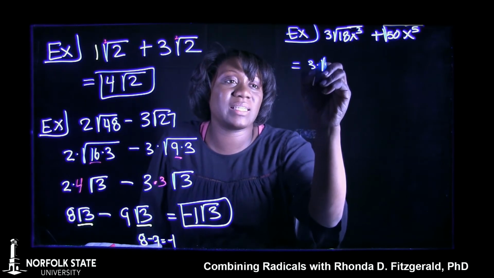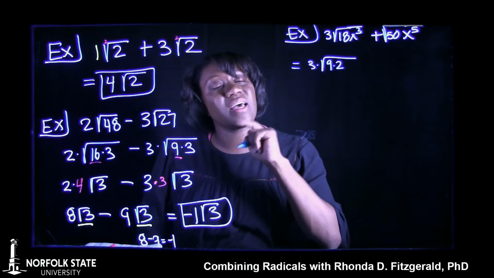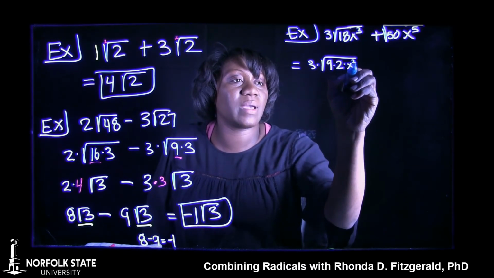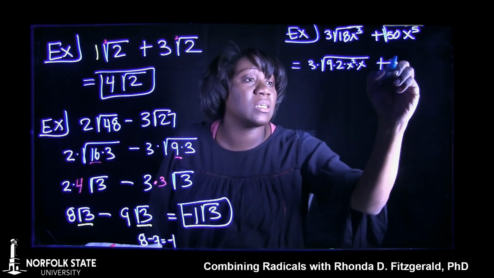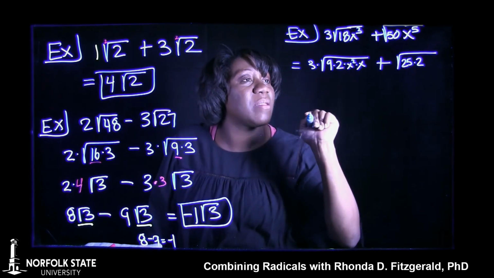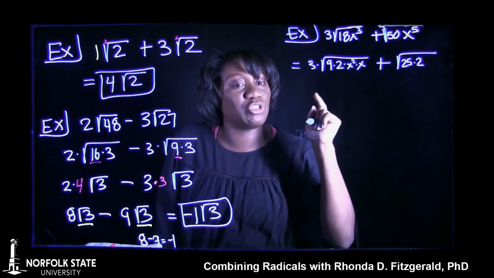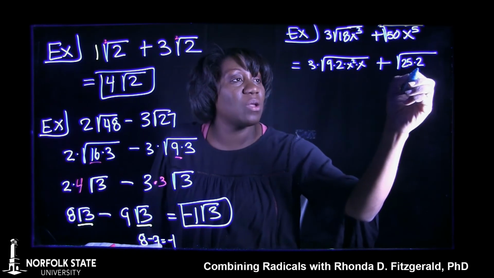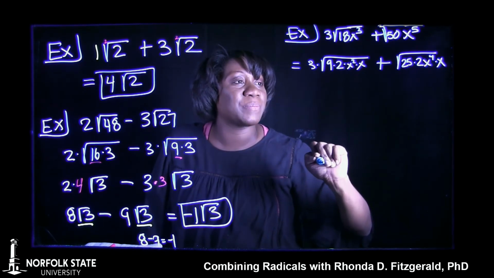So here we want to break down the 18 as 9 times 2, and then let's break down our x cubed. Our x cubed, we need that to be x squared times x, and then plus 50, square root of 50, we want to break that up as 25 times 2, and then my x to the 5th, remember that 5 is not divisible by that 2 that's there. And so what is it that we need to do? We need to drop down 1. When I drop down 1, I end up with x to the 4th times x.